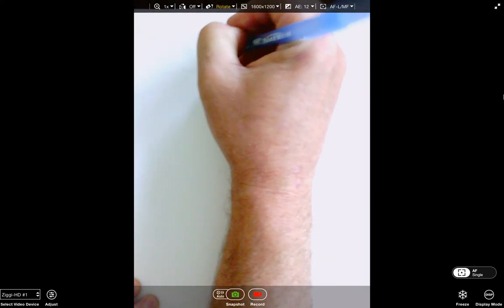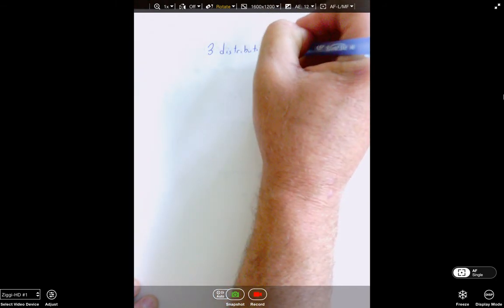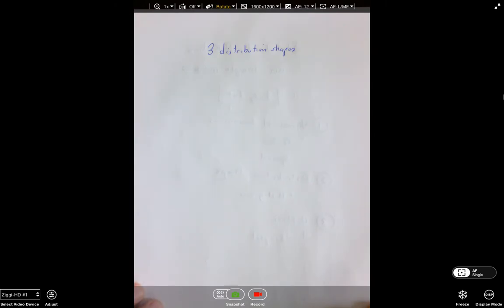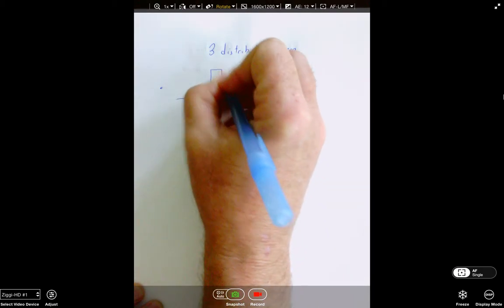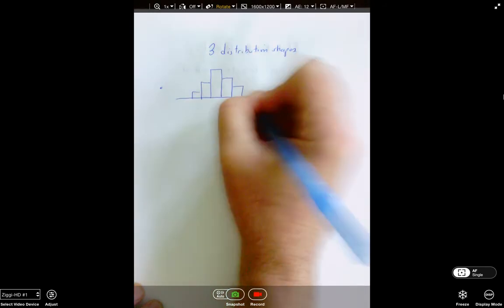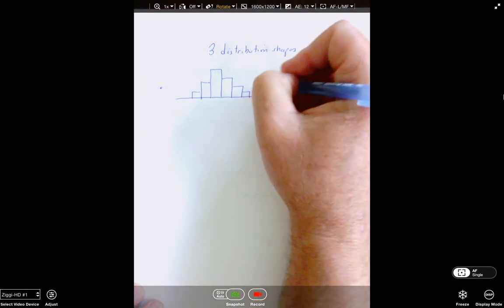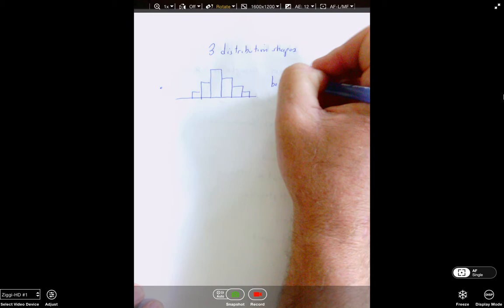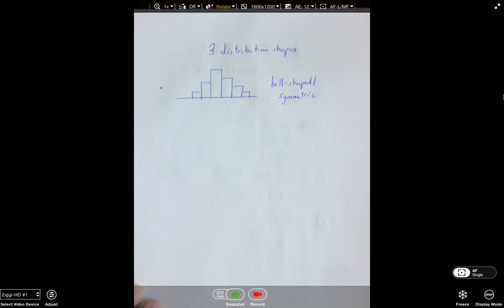There's lots of different distribution shapes, but for this class, there's only 3. Distribution shapes that I'm going to hold you accountable for. The first one is something that looks like this. We will call this bell-shaped and symmetric.